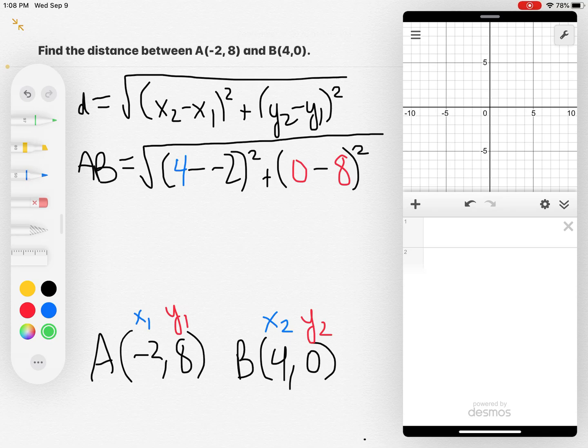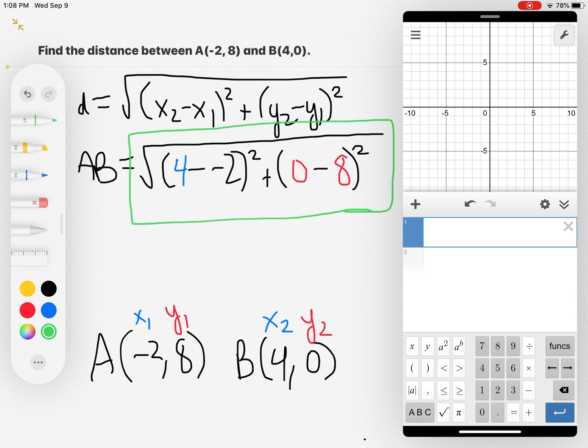You could do all this by hand. A lot of times you're going to get some funky looking answers for these. So I would really recommend just do it in Desmos. That's what we have it there for. So I'm going to type everything in the green box into Desmos. Very first thing I'm going to do is put my square root symbol and then start with parentheses.